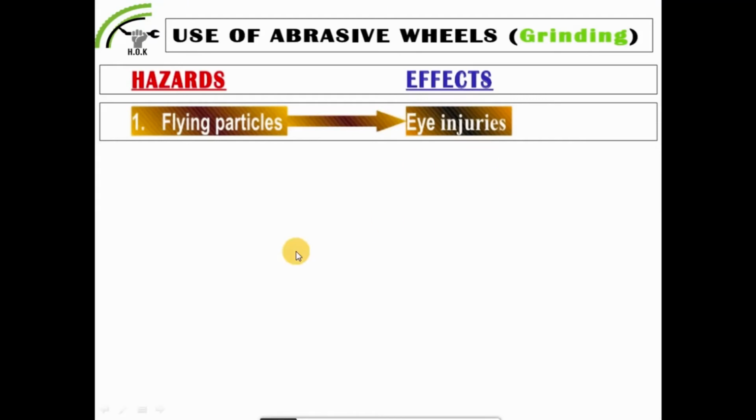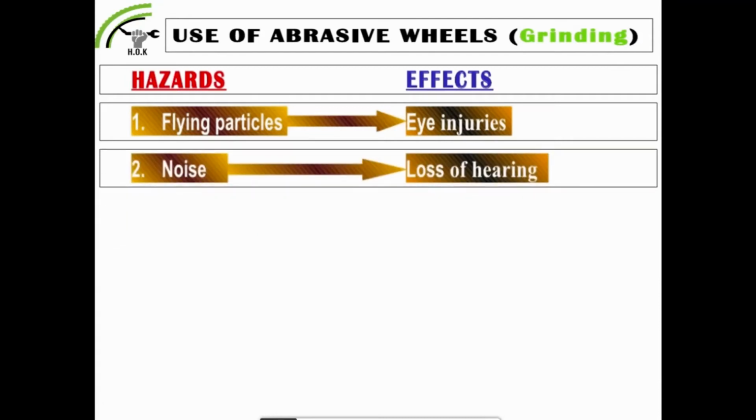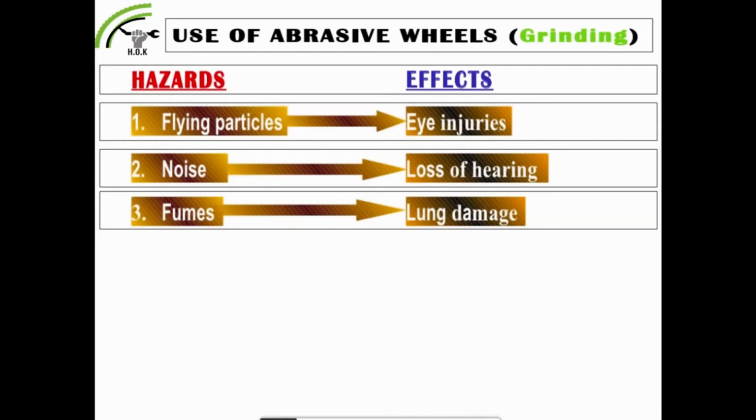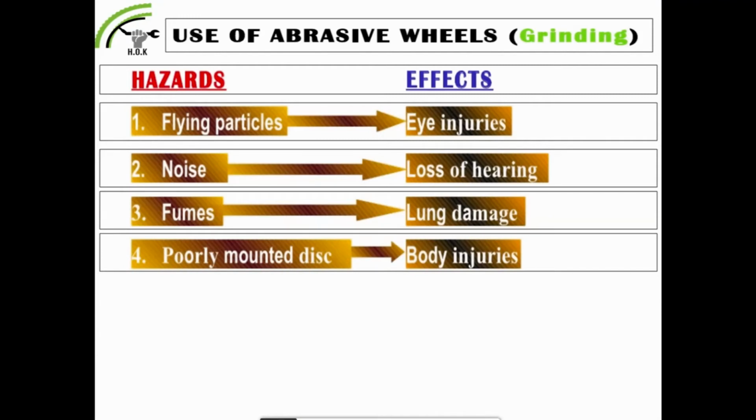Second hazard, it creates noise when operating the grinding machine, and the effect will be loss of hearing. Third, during grinding operation, fumes will be generated in the form of flying particles that cause lung damage to operators because fumes enter directly inside the body of the operator during breathing. Fourth one, a poorly mounted disc, and the effect will be body injuries. It means it creates body injuries to the operator.